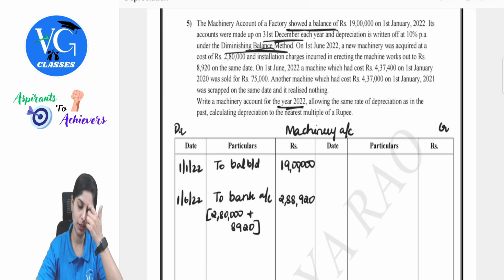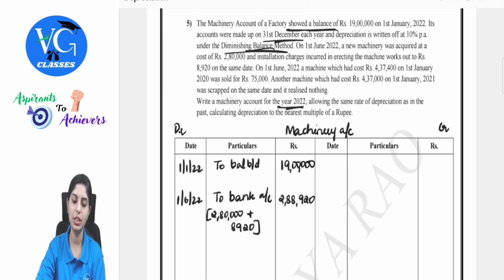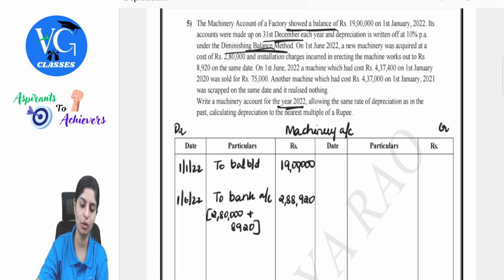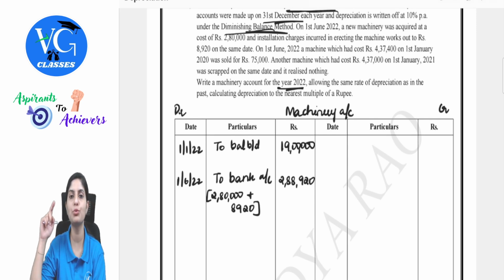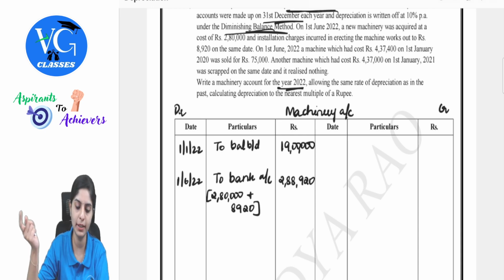Further, on 1st June 22, a machine which had cost 4,37,400 on 1st Jan 2020 was sold for 75,000. So on 1st June, which had cost on 1st Jan 2020, it is always better to prepare a separate working note for this because it is starting from 2020. We are supposed to calculate profit or loss in the year 2022.